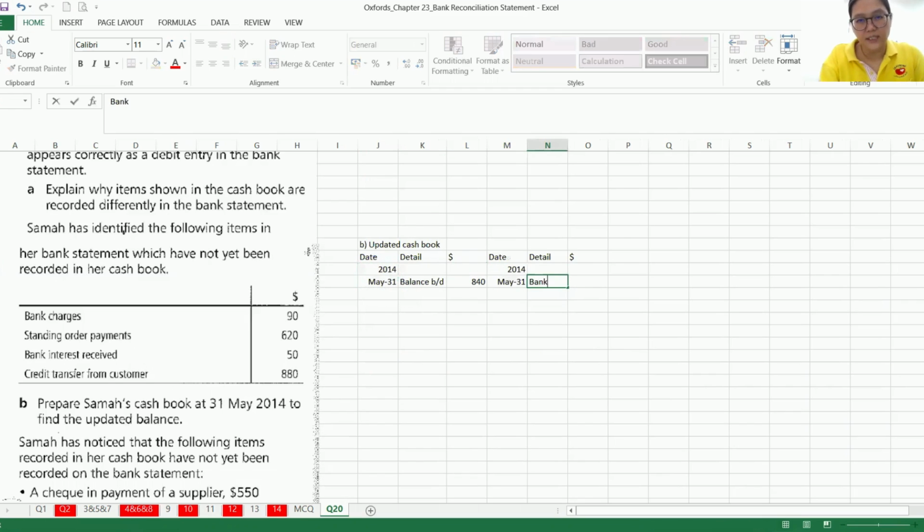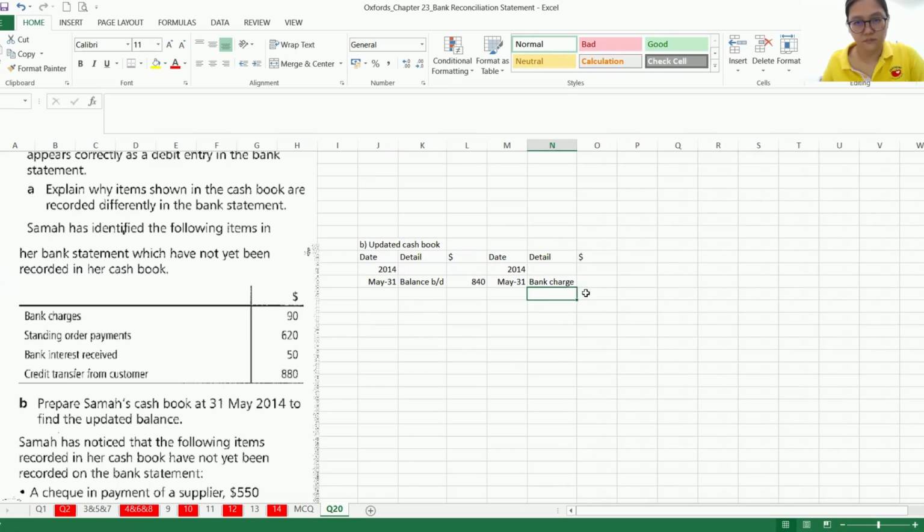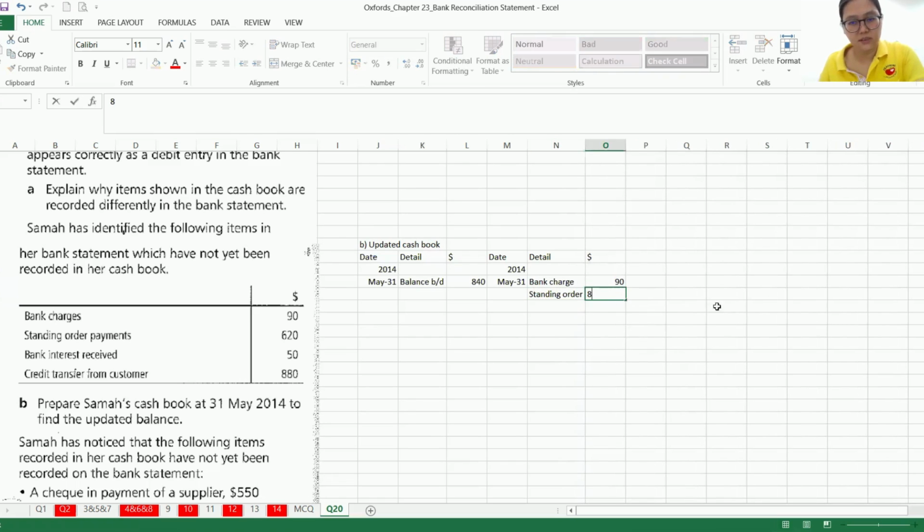So we have the bank charge. So bank charge is 90. And standing order payment. This is standing order payment, but we do not know what we pay, because it didn't say anything. Okay, this is a standing order payment. Standing order is an instruction given to the bank every month to pay the same amount, same date, and to the same payee.